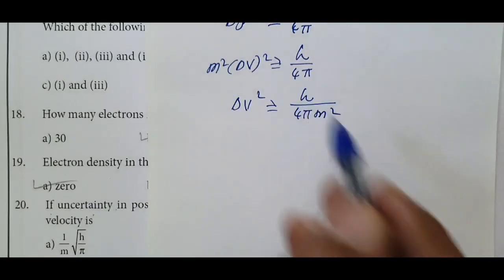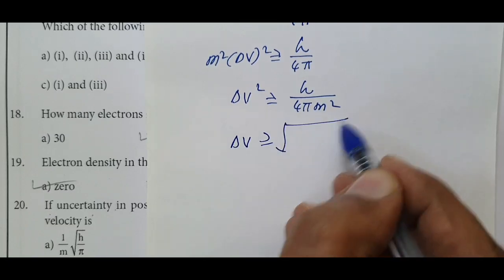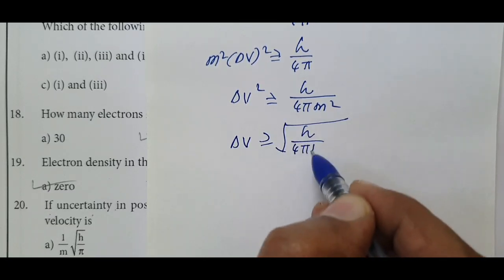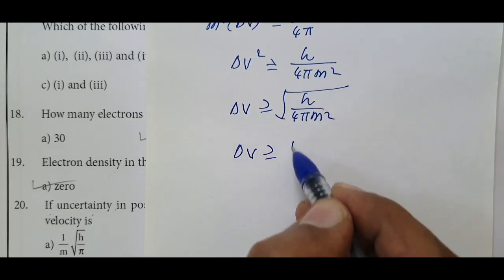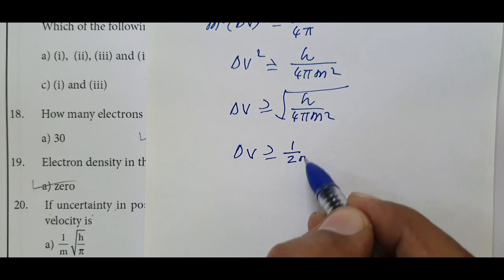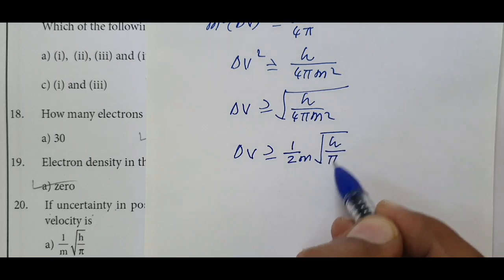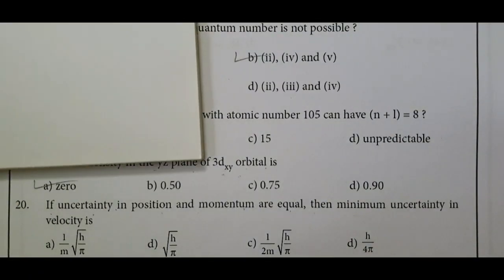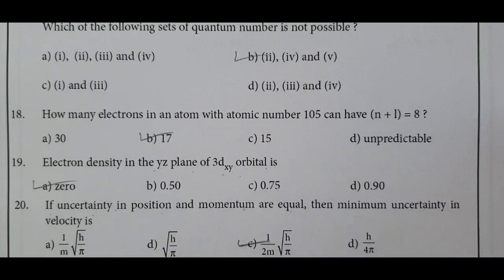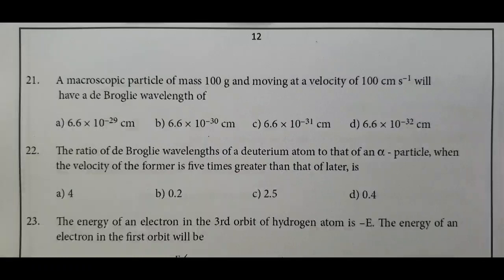square. I bring this m square to the right hand side, or delta v is greater than or equal to root of h by 4 pi into m squared. Delta v is greater than or equal to, root of 4 is 2, so 1 by 2, m squared root is m, into root of h by pi. Answer: 1 by 2m into root of h by pi. C is the correct answer. For question number 20, C is the correct answer.